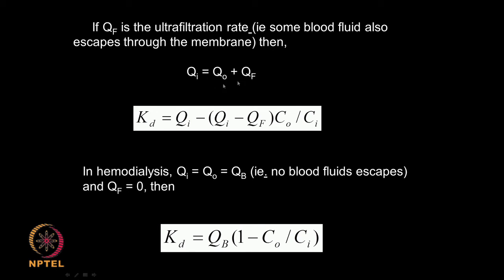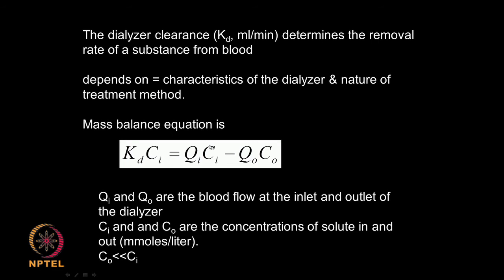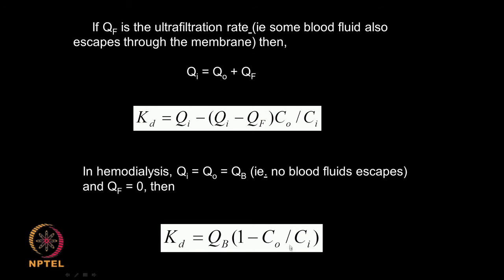If you assume there is some blood that is escaping, then we will have a slightly more complicated equation. But if we assume that no blood escapes into the dialysate, whatever blood comes in, the same goes out, Qb, the blood flow. So, Kd is equal to Qb into 1 minus C naught by Ci, where Kd is the dialyser clearance in ml per minute. C naught is the concentration of the solute going out of the dialysis unit, Ci is the concentration of the solute entering the dialysis unit, and that is called the clearance.